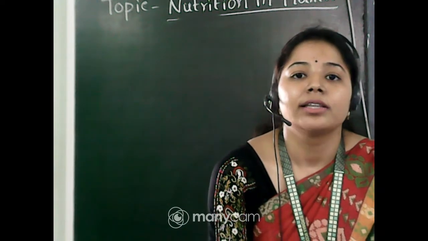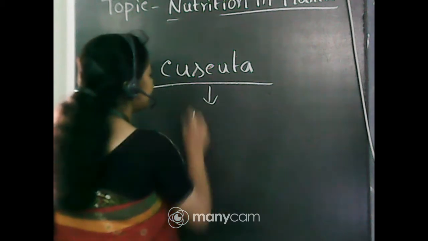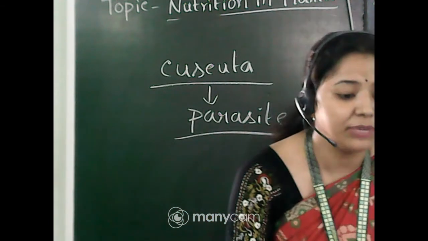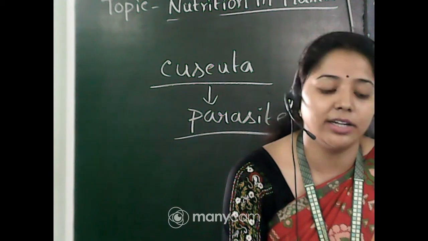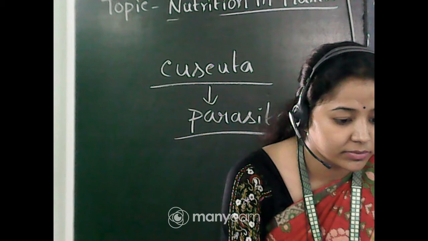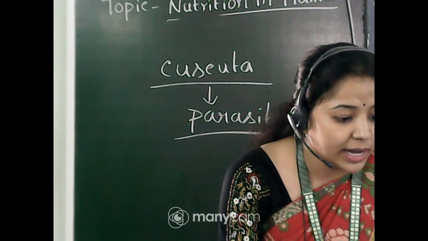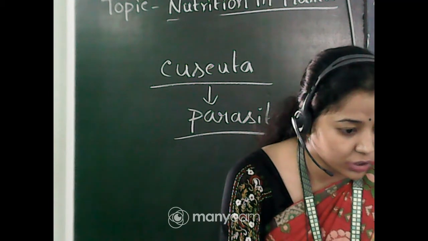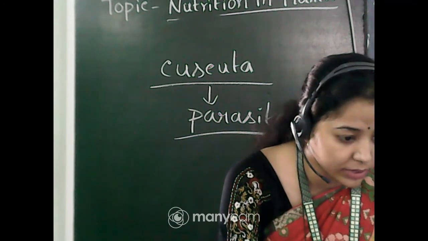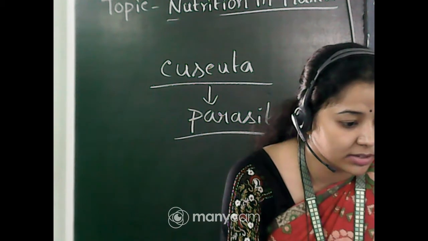So here you can see Cuscuta is a type of parasite, and the tree on which it climbs and deprives nutrition is called the host. Now you have understood the difference between host and parasite. Such types of plants are called heterotrophs. Cuscuta has no chlorophyll at all, so it depends on other plants for food, and it deprives the host of nutrition and valuable things.